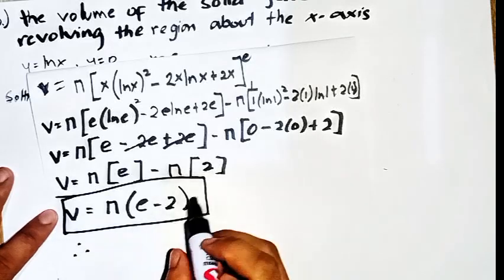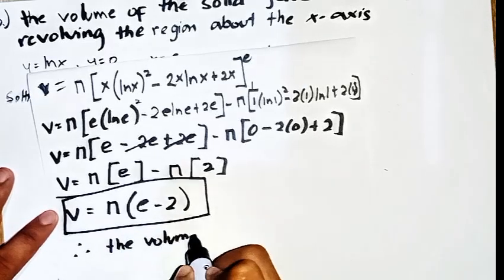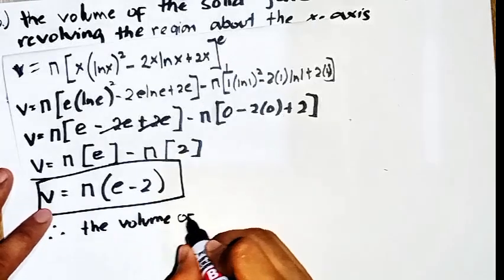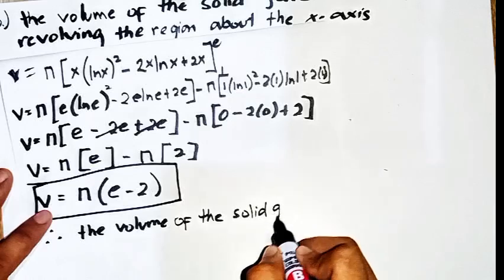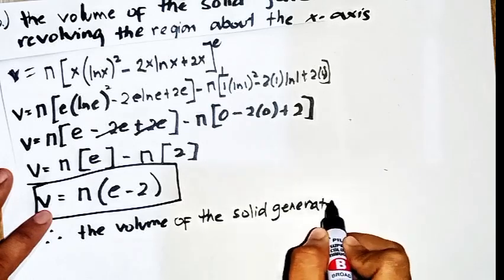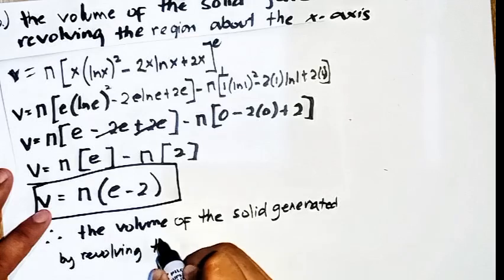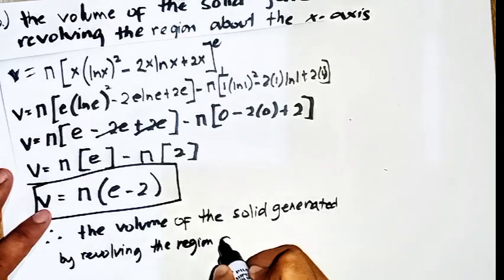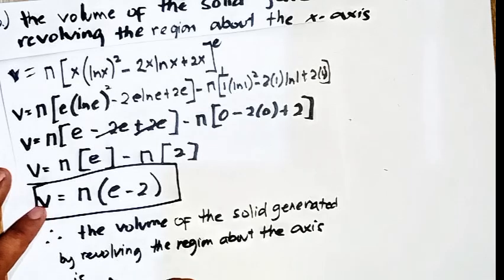Therefore, the volume of the solid generated by revolving the region about the x-axis is pi times e minus 2.